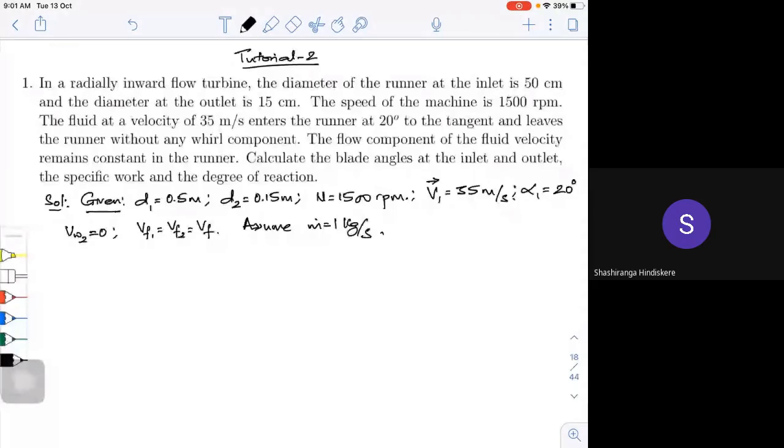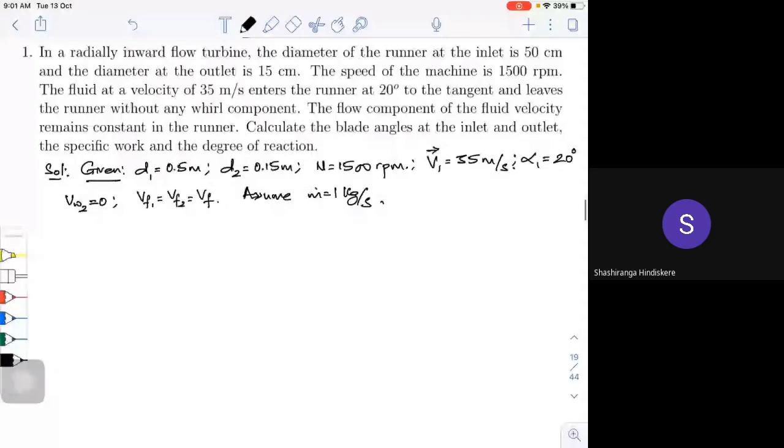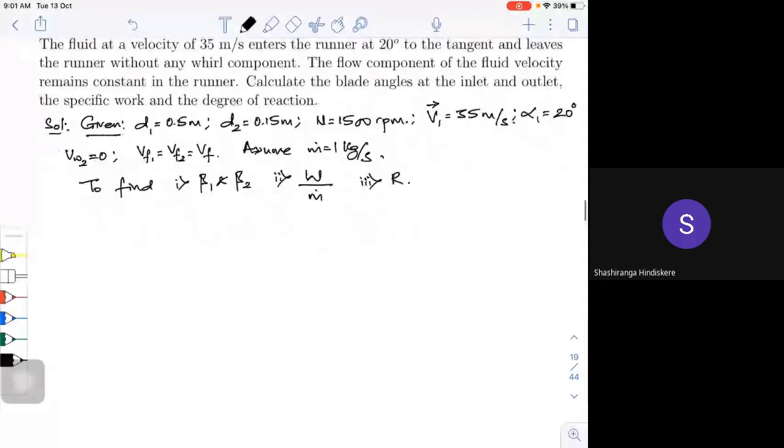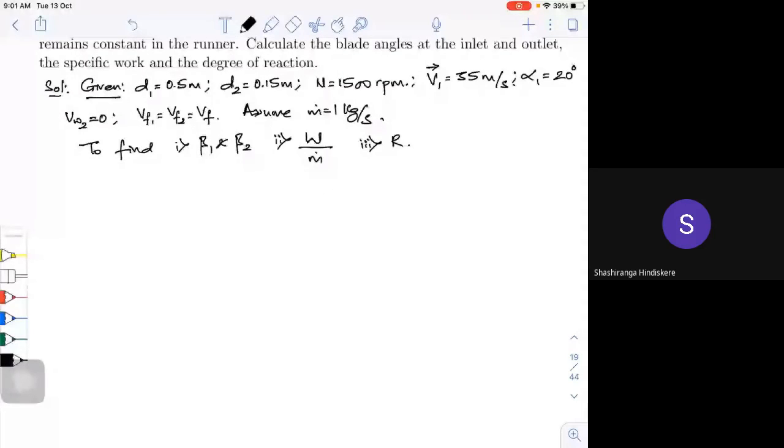What are we supposed to find? Let's try it one by one. The first thing is I need to find the blade angles at the inlet and outlet, that is beta 1 and beta 2. The second one is the specific work, that is W by m dot. And the third is the degree of reaction R. So these three components we are supposed to find. Whenever we try to solve this problem, try to understand the sketch, that means the velocity triangle first, then we'll try to solve it. So let's try to put that.